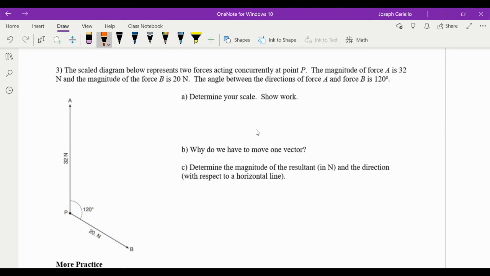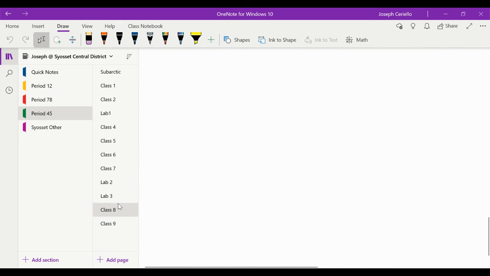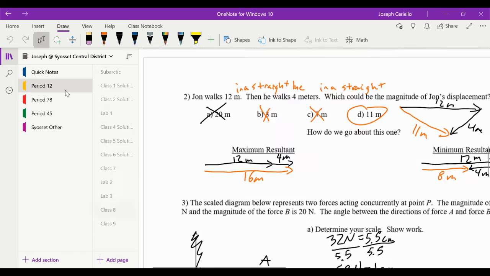Okay, so there's force A with a magnitude of 32 newtons and force B with a magnitude of 20 newtons. You don't have to know what newtons are, just know that it's a unit that represents force. The angle between the direction of the forces is 120 degrees. So we have to determine a scale first. So I think it's easiest to measure this 32 Newton vector. So take your ruler and physically measure this 32 Newton vector in centimeters. Okay, I have to double check what that is equal to. I think my class 4 or 5 has it. They measured it to be 5.5 centimeters.